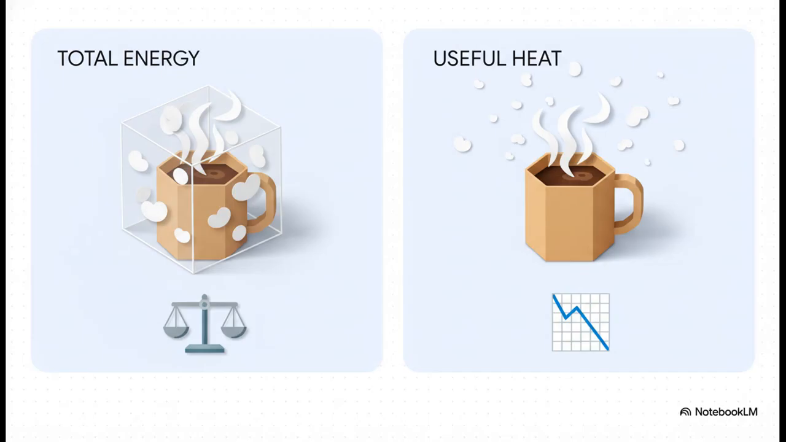Let's take a super simple example. A hot cup of coffee cooling on your desk. Now, if you track the budget of total energy, you'll see a story of perfect conservation. The energy leaves the coffee, warms up the room, but the total amount in the universe doesn't change one bit.